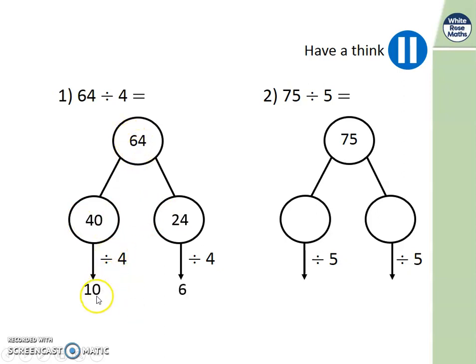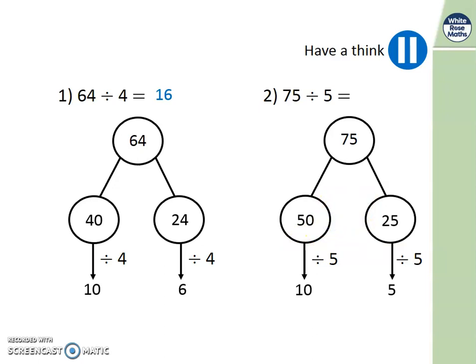40 divided by 4 is 10. 24 divided by 4 is 6. Together, they make 16. 75 divided by 5. So we're looking in our 5 times table for 2 numbers that we can partition to make that 75. For example, 50 and 25. You may have picked 2 different numbers, but as long as they're multiples of 5, that's okay.